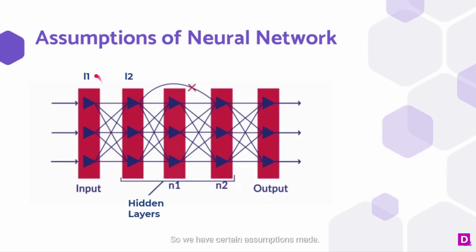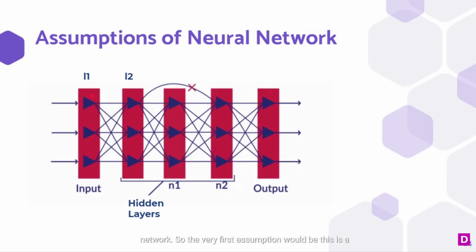So we have certain assumptions, and these assumptions hold good for most of the neural network architectures which we build or which we have today. But there are certain violations as well. Since these are assumptions, they apply on the whole to a large number of neural networks which we have today. So let's jump into the assumptions of the neural network.